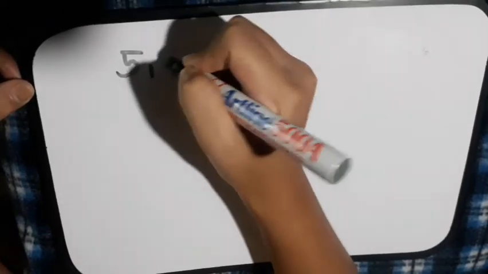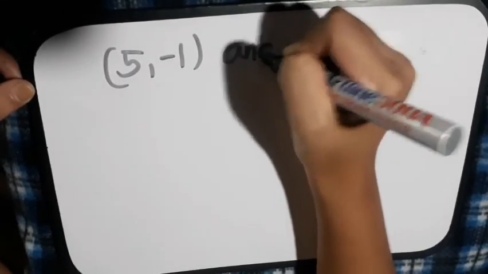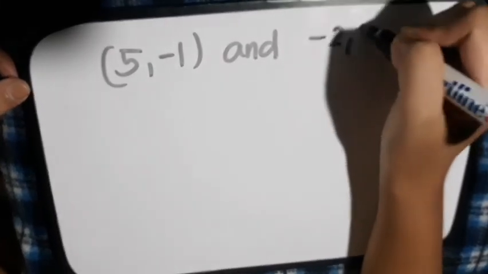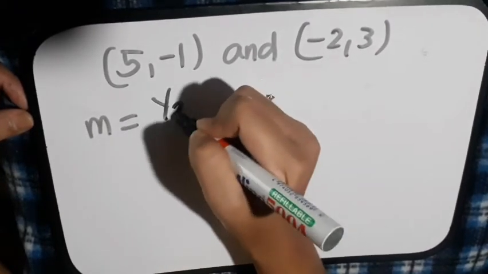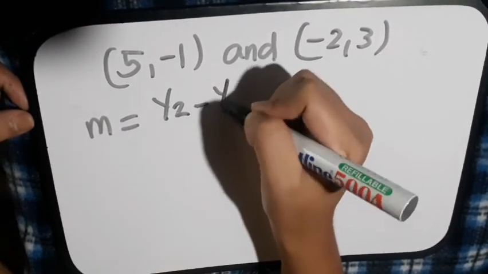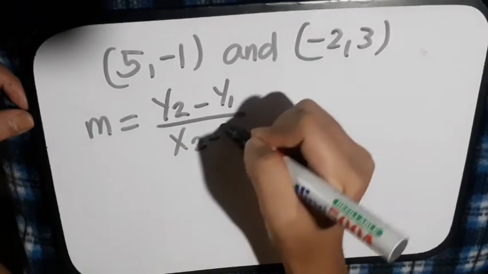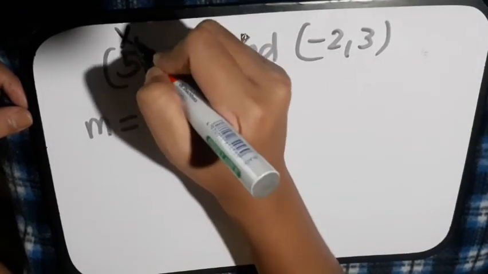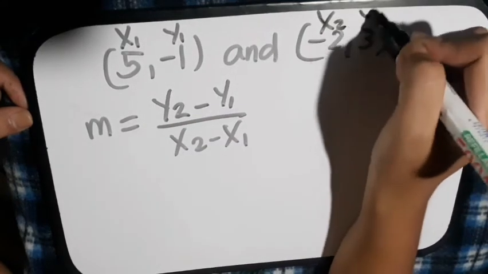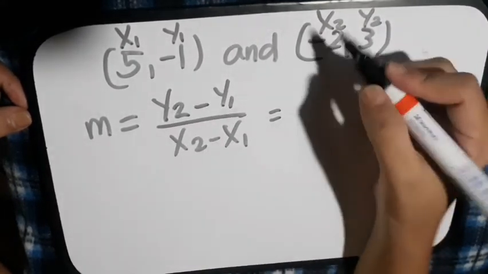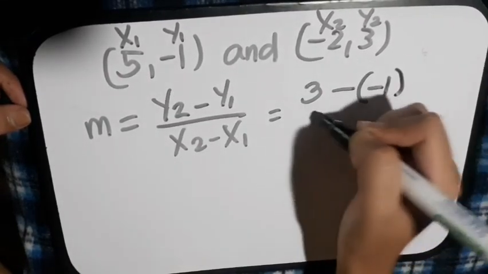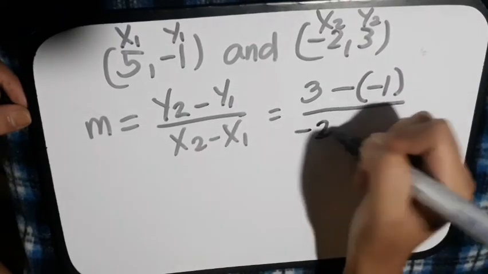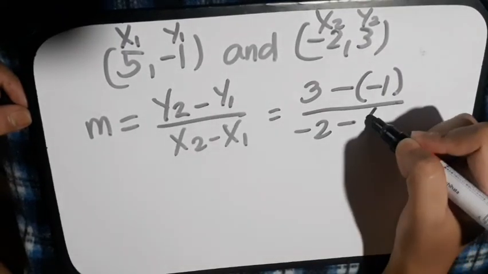Let's say we have 5, negative 1, and negative 2, 3. Okay, first we need to write the formula. Slope is equal to y sub 2 minus y sub 1 over x sub 2 minus x sub 1. Then name the points x sub 1, y sub 1, x sub 2, y sub 2. Then substitute the given value here. So y sub 2 is equal to 3 minus our y sub 1, which is negative 1, over our x sub 2, which is negative 2, minus our x sub 1, which is 5.